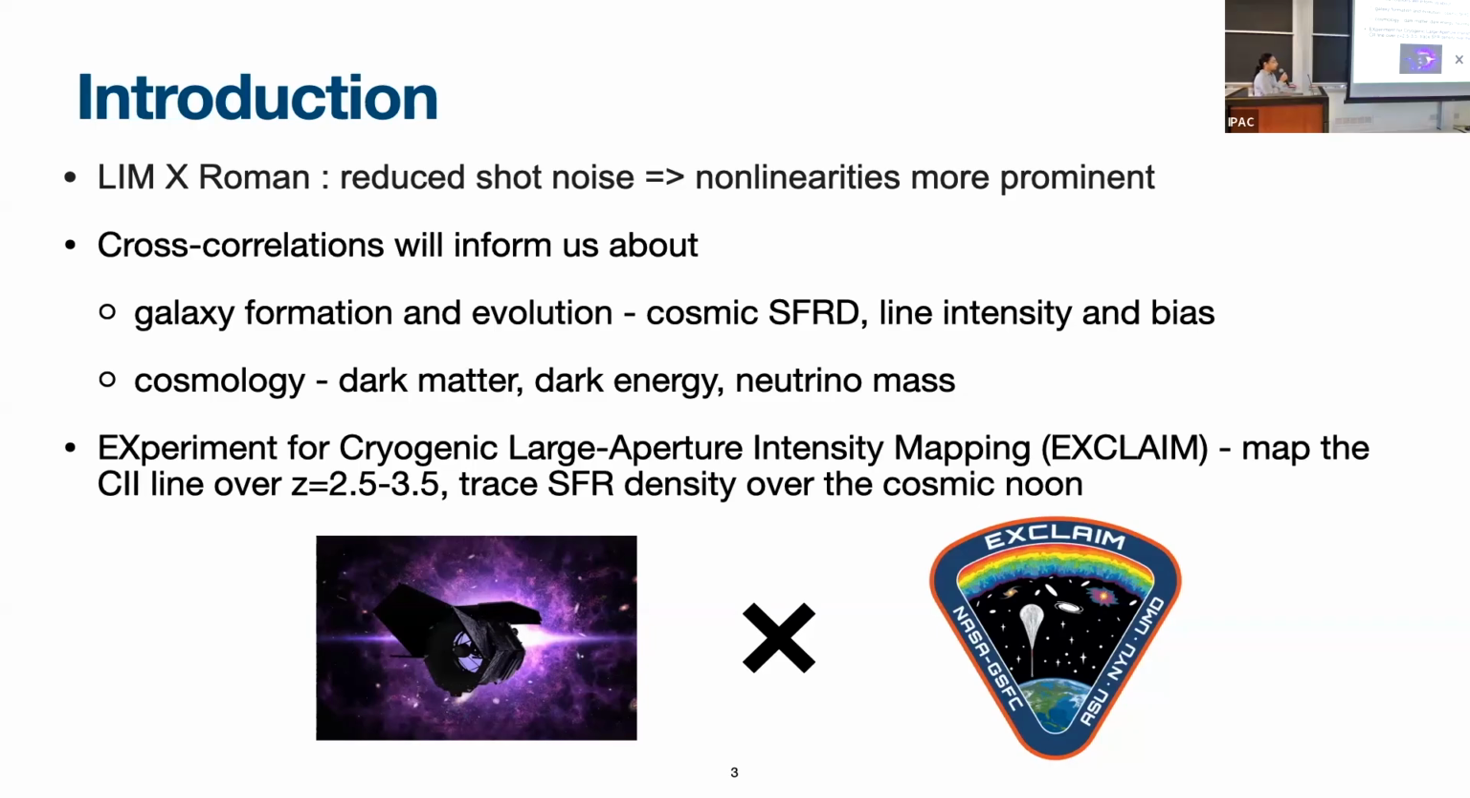So there is a proposed C2 line intensity mapping survey known as Experiment for Cryogenic Large Aperture Intensity Mapping, in short XCLAIM, which will map the C2 line over redshifts of 2.5 to 3.5. So this will trace star formation rate density over the cosmic noon phase. So we forecast cross correlations between Roman and XCLAIM.